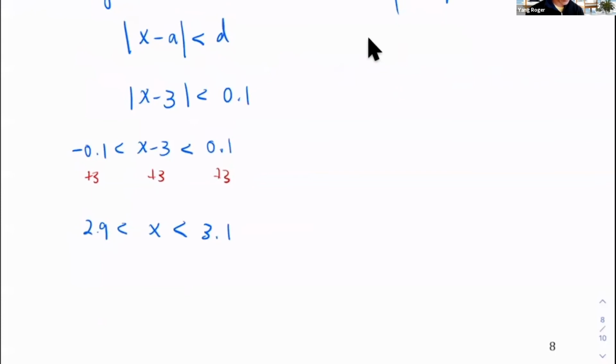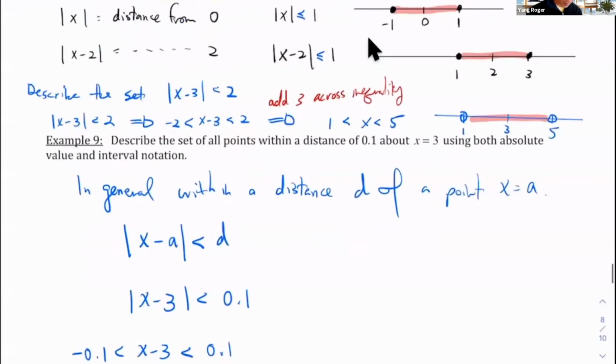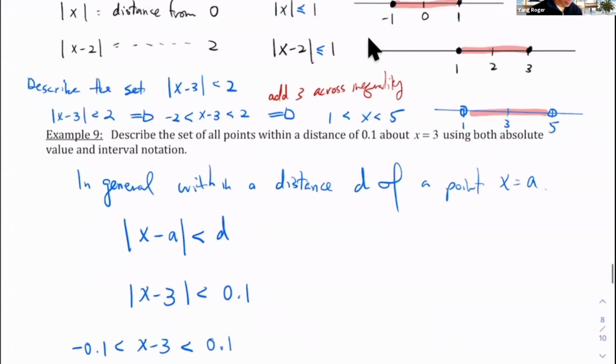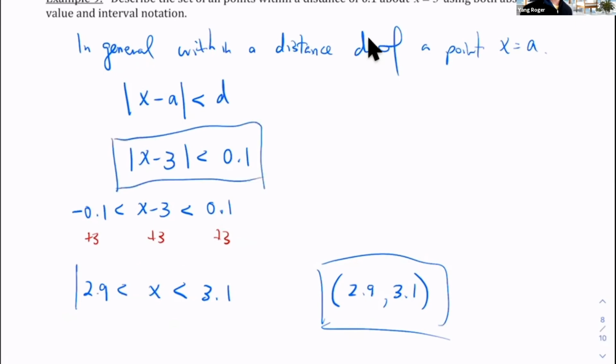So if I wrote that in interval notation, that would be round bracket 2.9 comma 3.1. Those would be my two answers. Wait, did it say to graph it? Let me see here. Describe using both absolute value and interval notation. Okay, so really this part right here is the absolute value notation, and this right here is the interval notation. So let me put a box around here. Okay, any questions?